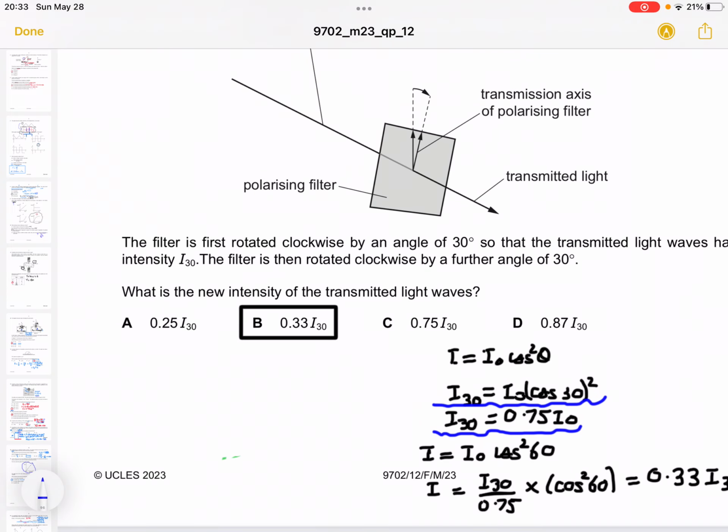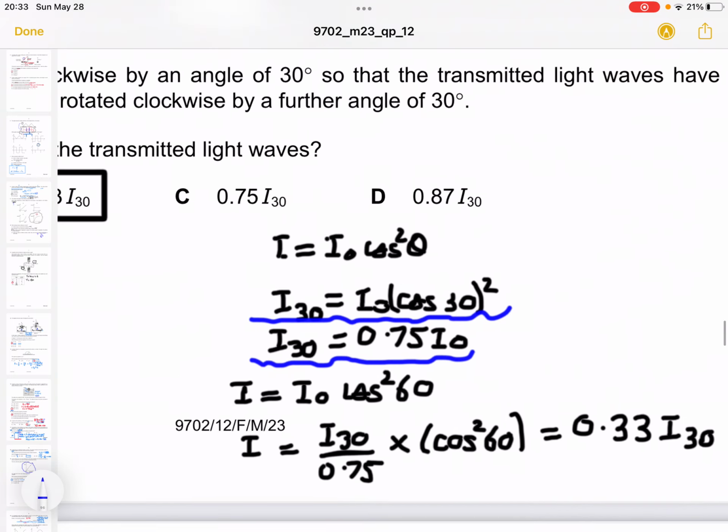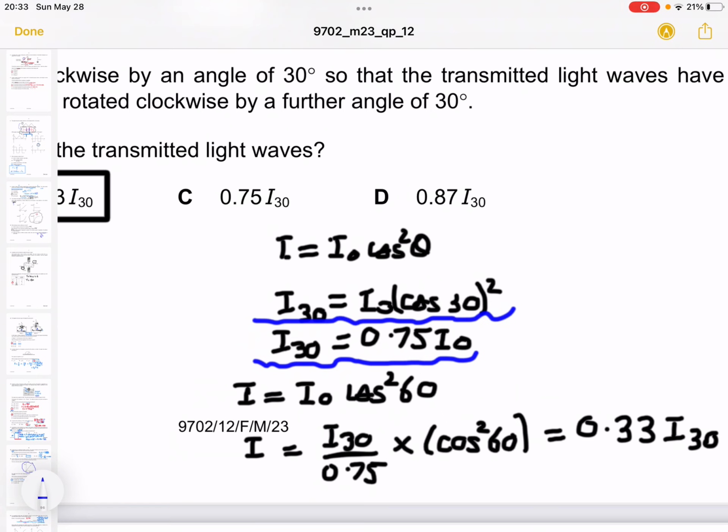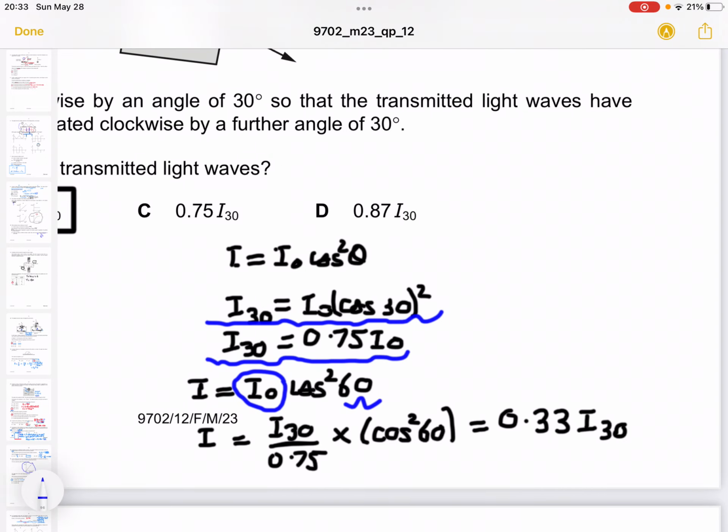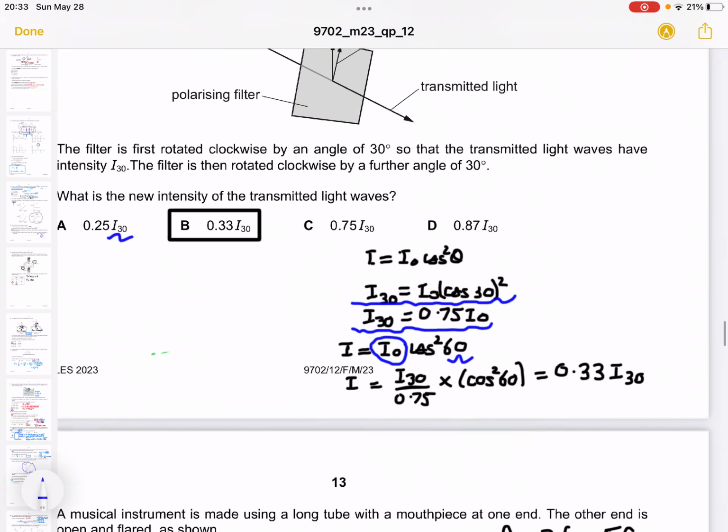It says the filter is then rotated clockwise by a further angle of 30 degrees. What is the new intensity in terms of I30? So after it is rotated a further 30, it would be 60 degrees. So it would become cos squared 60, and instead of I naught we can write an expression in terms of I30, which is I30 over 0.75, and the final answer would be 0.33 I30.